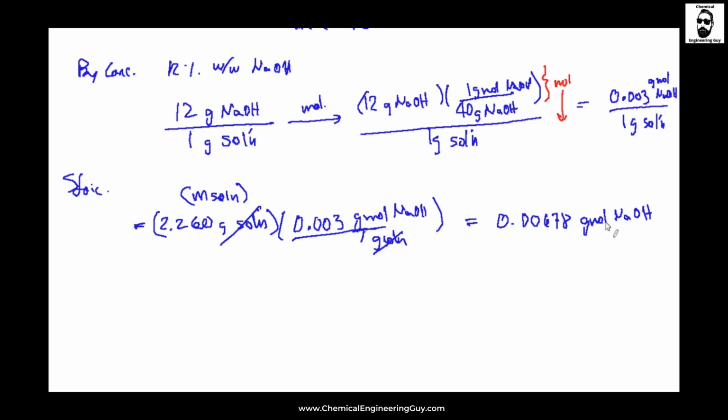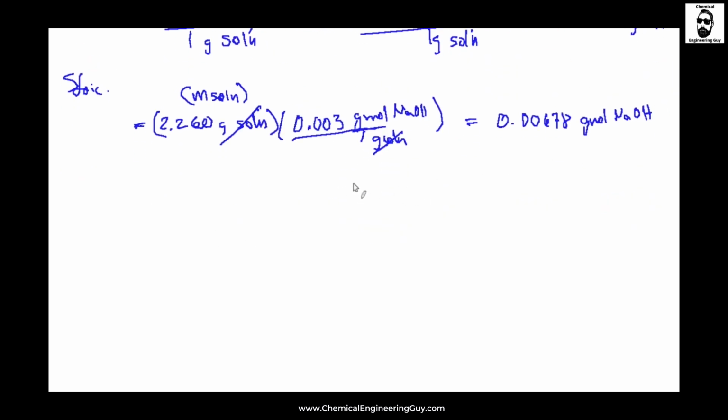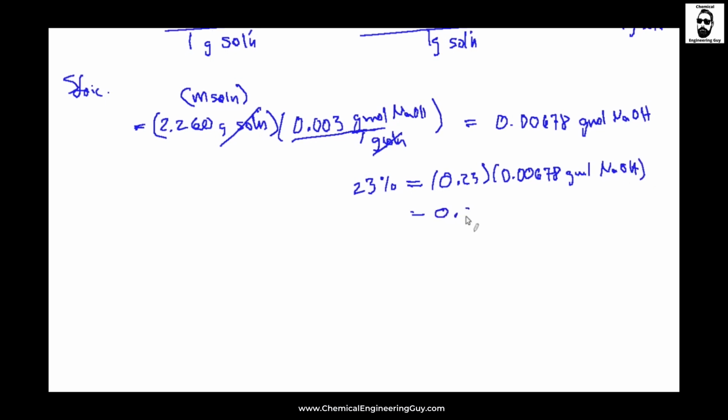But we don't want this, because we know only 23% is used. This is the total amount of moles, but we want the 23%, so essentially we multiply by 0.23. That gives you 1.001 gram moles absorbed.